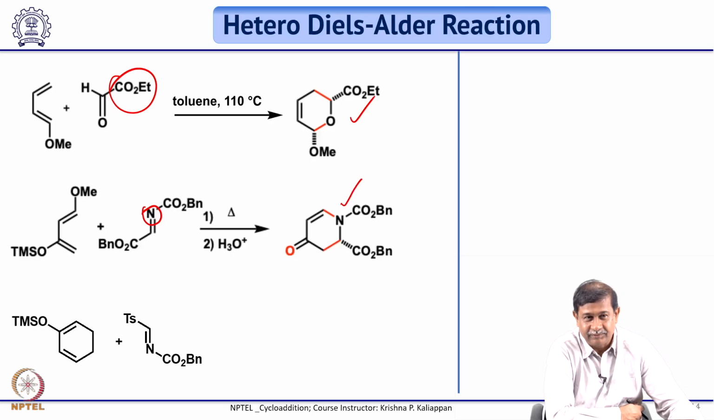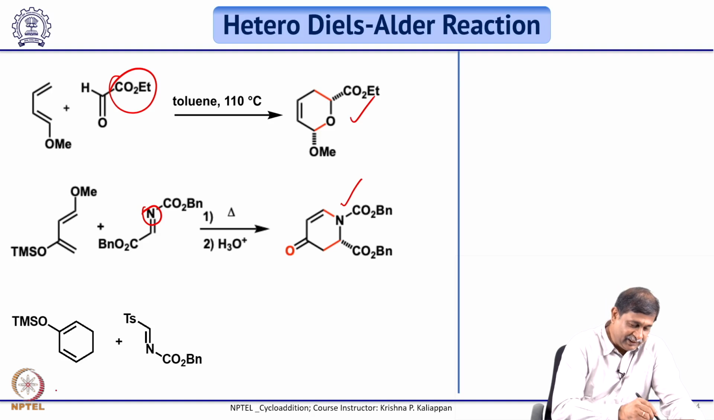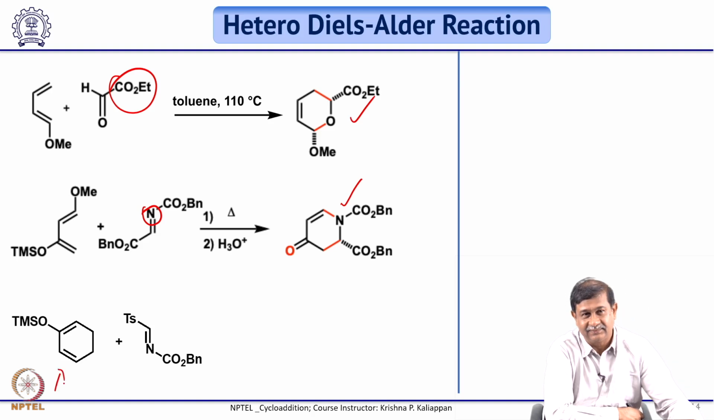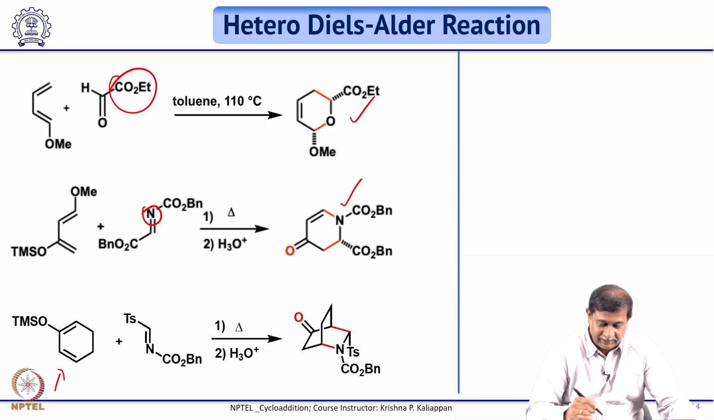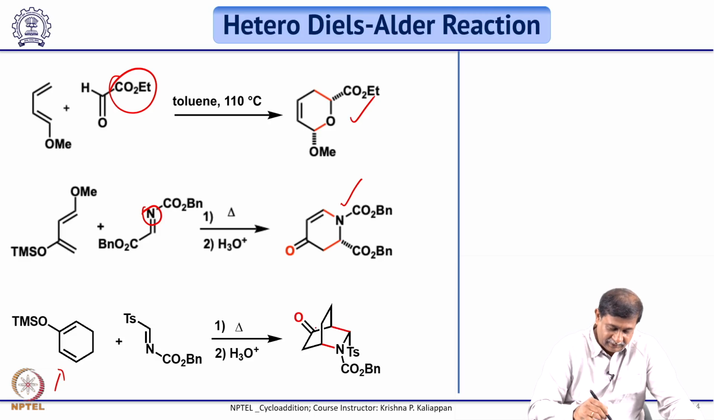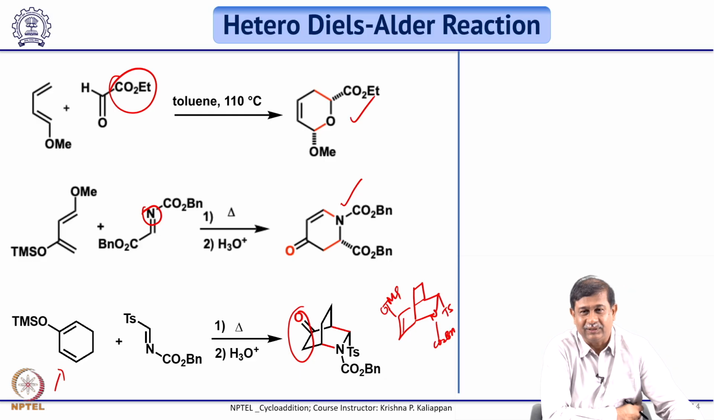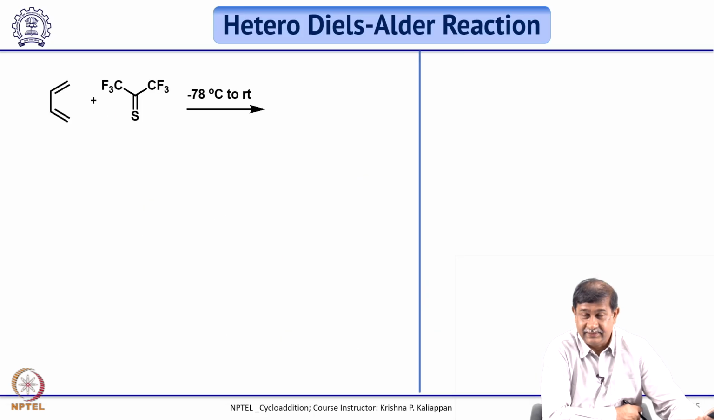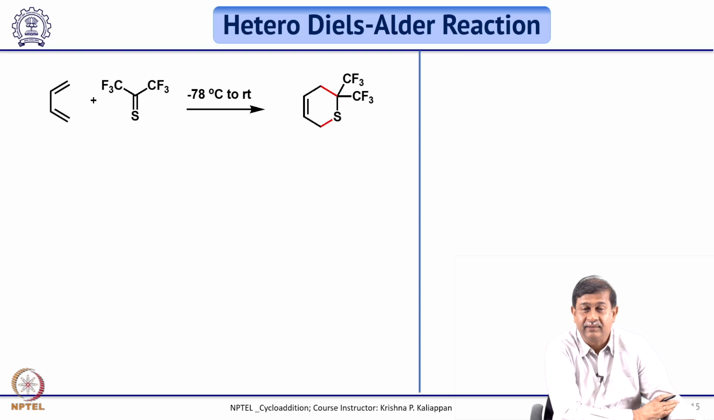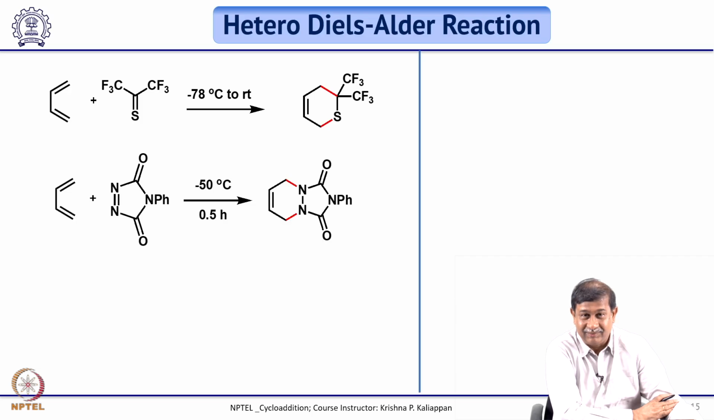Okay. So, now instead of starting with acyclic diene, if you start with cyclic diene, okay, then this can give this product where this ketone is formed from the corresponding enol ether. So, that enol ether undergoes hydrolysis during the acid workup. Okay. One can also use, as I showed in the first slide, thiocarbonyl also as a dienophile. So, this can give you the 6-membered ring with corresponding sulfur being part of the 6-membered ring.